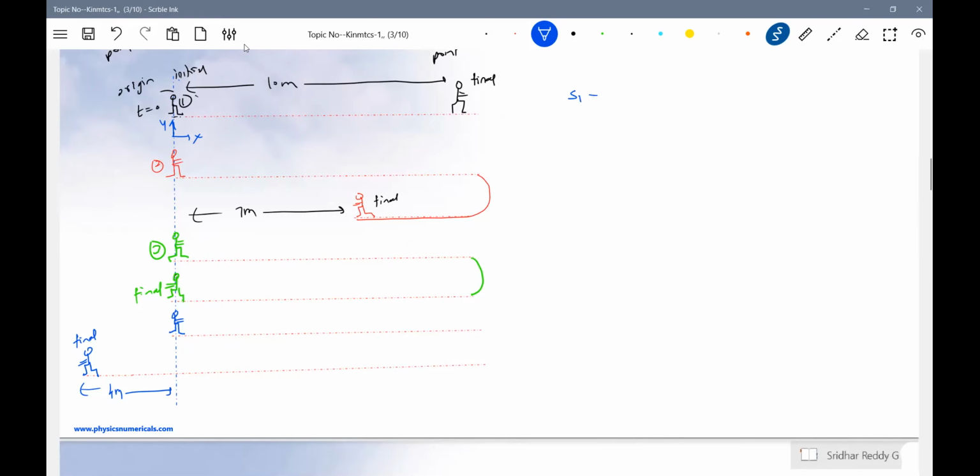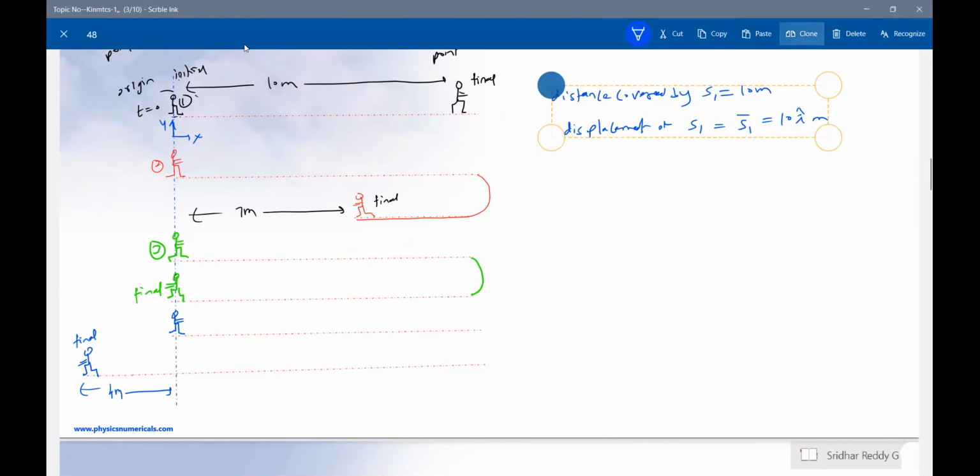First person, what is the distance covered? It will be 10 meter. Distance covered by S1, 10 meter. What about the displacement? Displacement of S1, I should write it as S1 bar equal to 10 i cap meter. It's positive, no? And similarly, only I have to change the values, no?